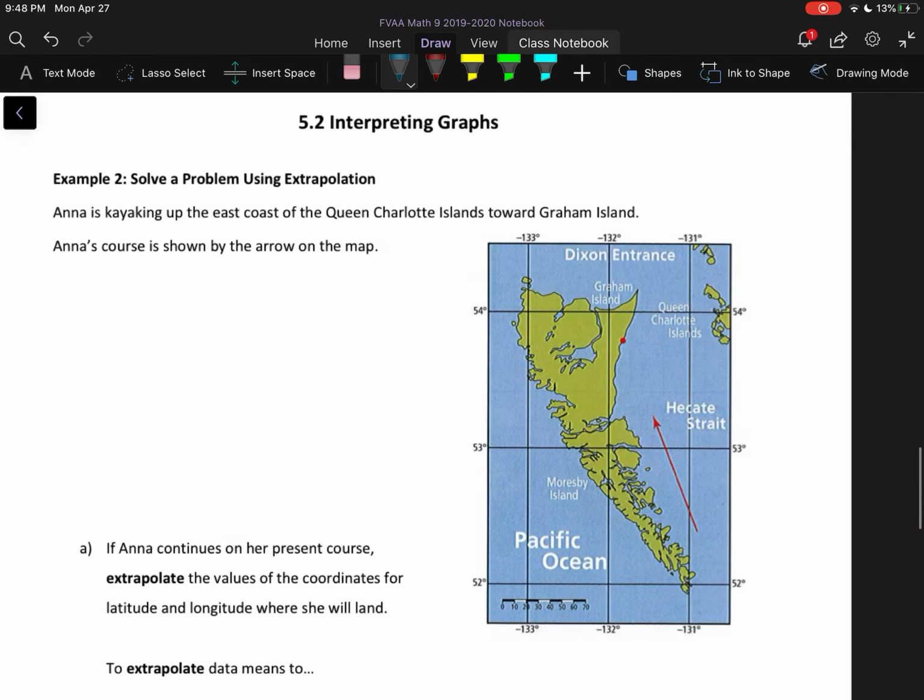All right, but now instead of interpolation, we're gonna learn about the sibling of interpolation, extrapolation. Okay, so we're gonna solve this problem using extrapolation. So Anna is kayaking up the east coast of the Queen Charlotte Island towards Graham Island. Here it's beautiful country up there. So Anna's course is shown by the arrow on the map.